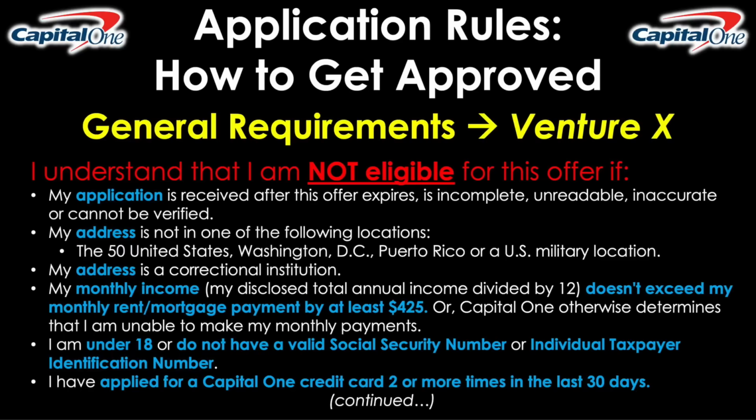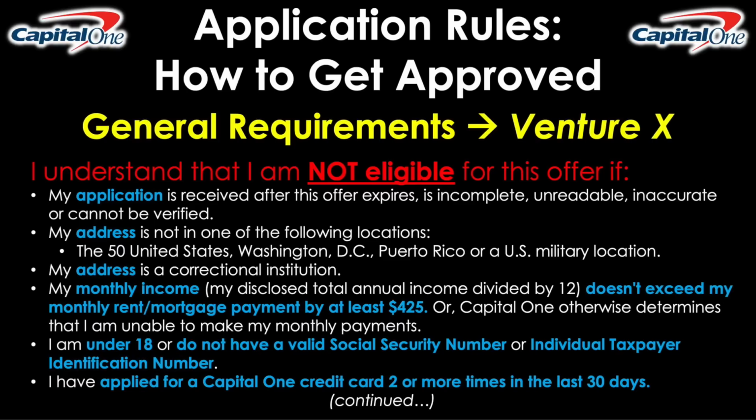Now, this next one is very interesting because most banks don't mention anything related to income requirements, but Capital One does. You're not going to be eligible for the offer if my monthly income, that is my disclosed total annual income divided by 12, doesn't exceed my monthly rent or mortgage payment by at least $425. Or Capital One otherwise determines that I'm unable to make my monthly payments.